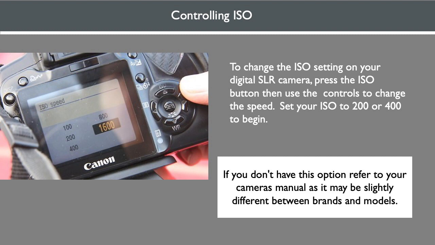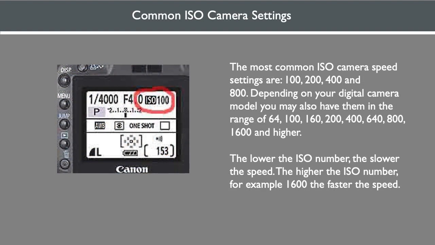To change the ISO setting on your DSLR, follow your camera manual's instructions. This is usually accessible on the back of the camera or in your camera's menu. The most common ISO camera settings are from 100 to 800. Depending on your digital camera model, you may also have them in the range of 64 or all the way up to 1600 and higher.